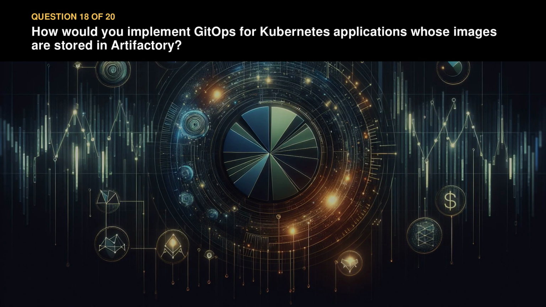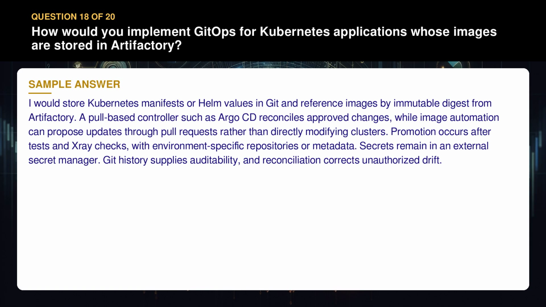Question 18. How would you implement GitOps for Kubernetes applications whose images are stored in Artifactory? I would store Kubernetes manifests or Helm values in Git and reference images by immutable digest from Artifactory. A pull-based controller such as Argo CD reconciles approved changes, while image automation can propose updates through pull requests rather than directly modifying clusters. Promotion occurs after tests and Xray checks, with environment-specific repositories or metadata. Secrets remain in an external secret manager. Git history supplies auditability, and reconciliation corrects unauthorized drift.